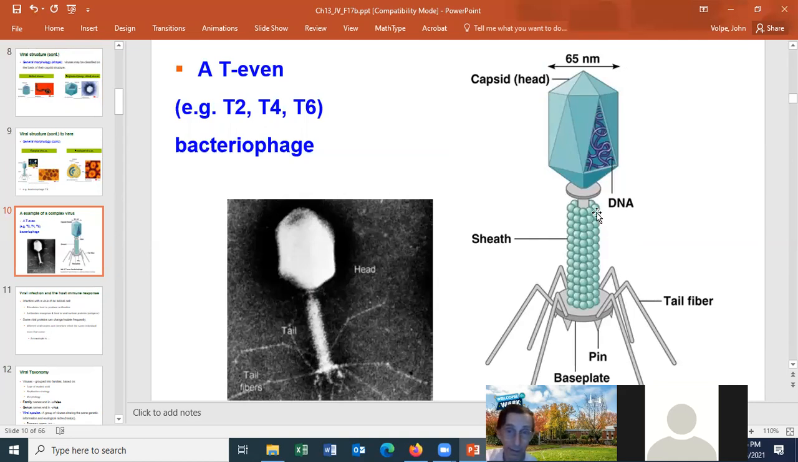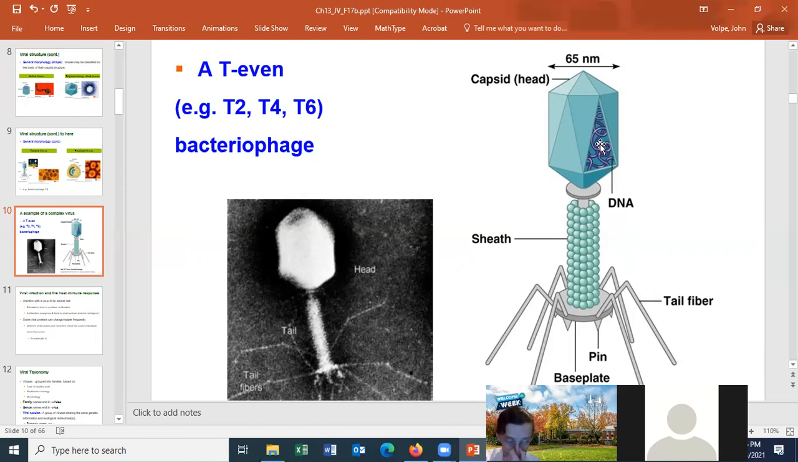And the tail is composed of different proteins. It looks like it has two proteins for the sheath, which is one right here, and then the outer portion of the sheath right there. And then it has the pin, so there's at least one protein for the pin and one protein for the base plate, and then a protein for the tail fibers. This whole thing is the tail, and that's the head.